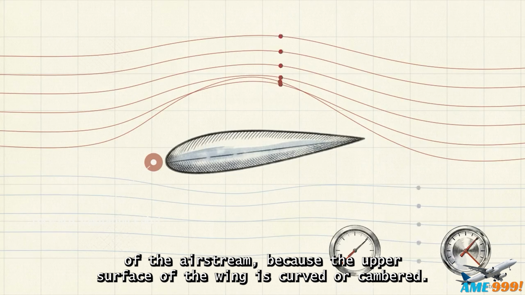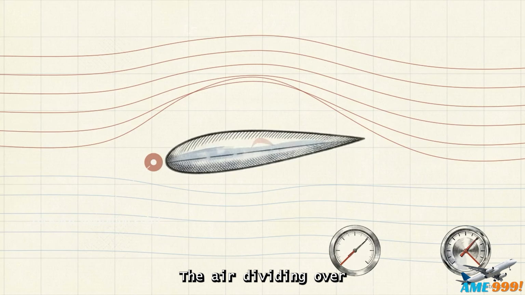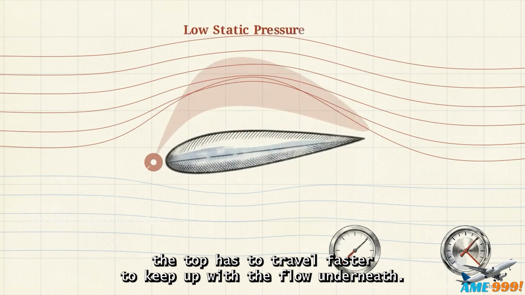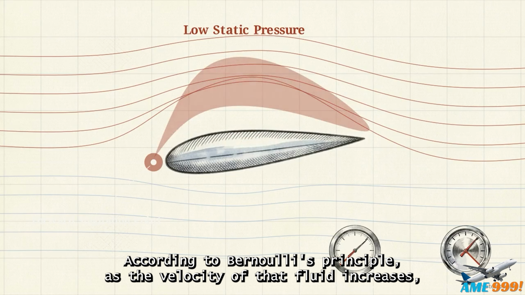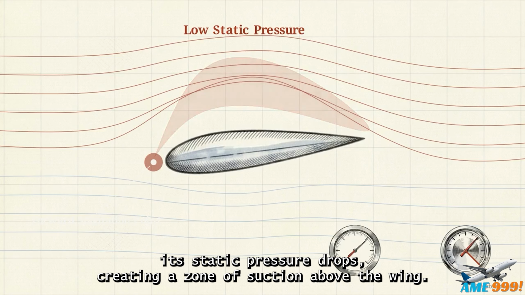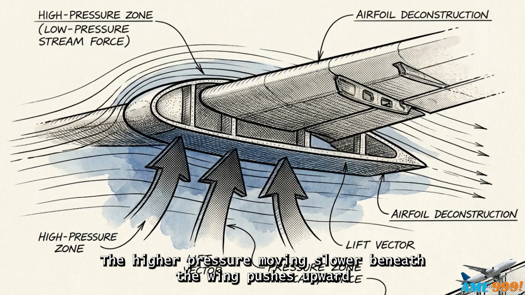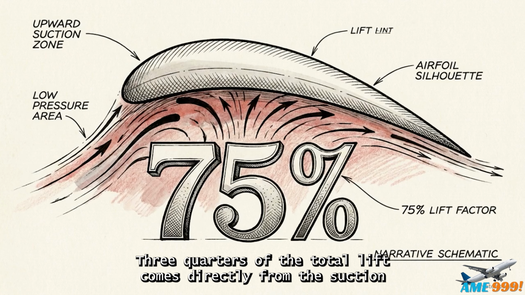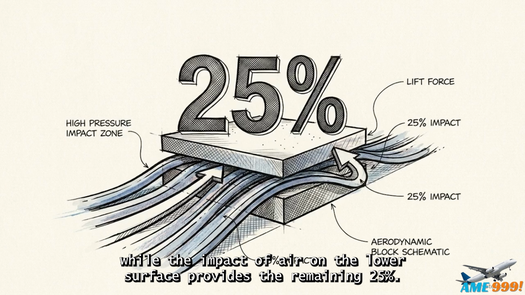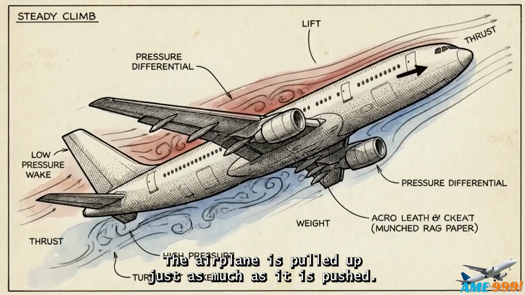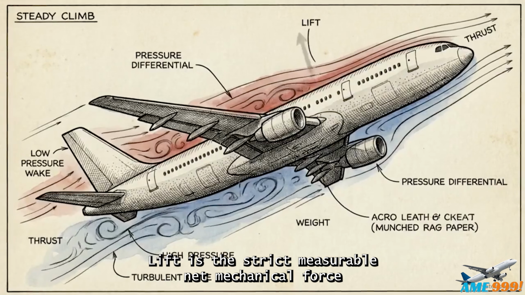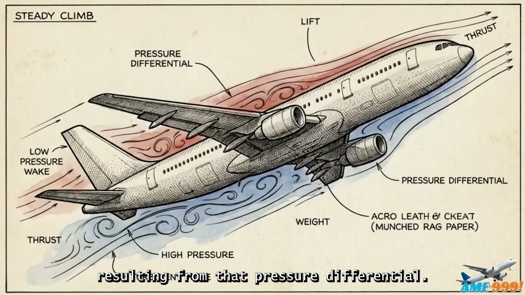Because the upper surface of the wing is curved, or cambered, the air dividing over the top has to travel faster to keep up with the flow underneath. According to Bernoulli's principle, as the velocity of that fluid increases, its static pressure drops, creating a zone of suction above the wing. The higher pressure moving slower beneath the wing pushes upward toward that low-pressure vacuum. Three-quarters of the total lift comes directly from the suction on the upper surface, while the impact of air on the lower surface provides the remaining 25%. The airplane is pulled up just as much as it is pushed. Lift is the strict, measurable net mechanical force resulting from that pressure differential.